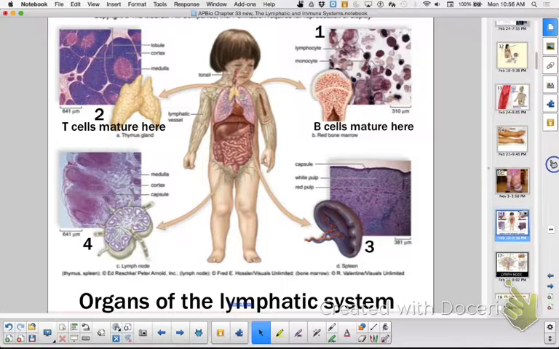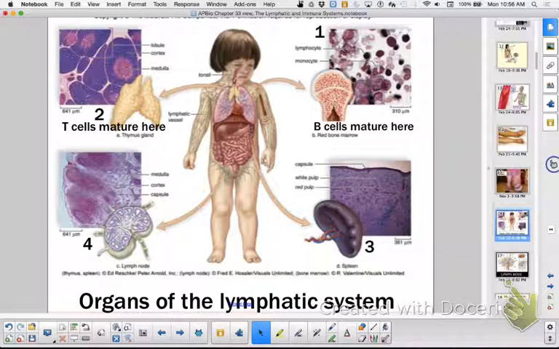Okay, so let's look at some different organs of the lymphatic system. Now, they show you a little eviscerated girl, and the reason is one of the glands you see more prominently in children than you would in an adult, and that's going to be the thymus gland. And the thymus gland is sitting right here. I'm going to come back to the thymus gland.